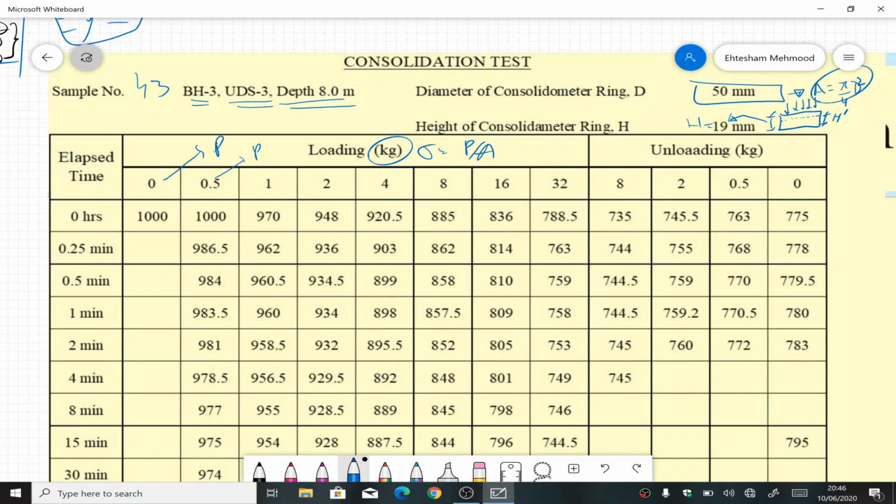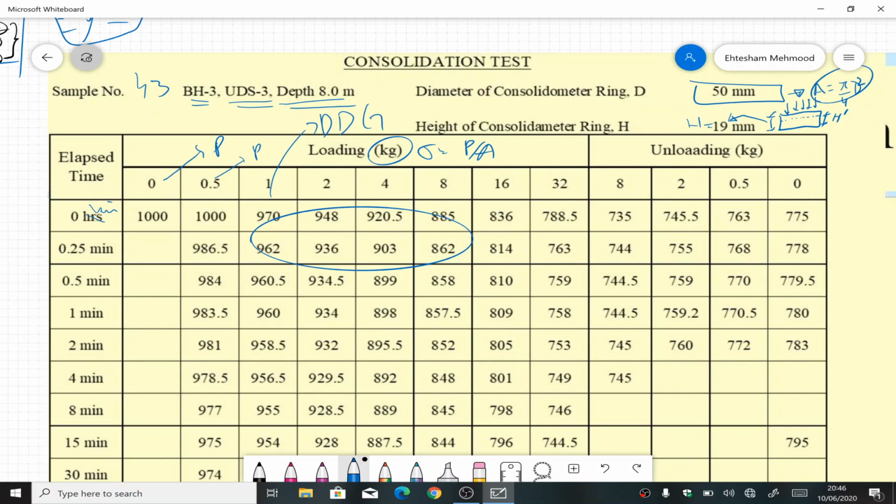Alright, so if we talk about the first load increment, let's say that is 0.5 kg per the area of the consolidation ring. At 0 hour, sorry, it should be 0 minute actually. At 0 minute the reading was 970. These are all readings of the deformation dial gauge.